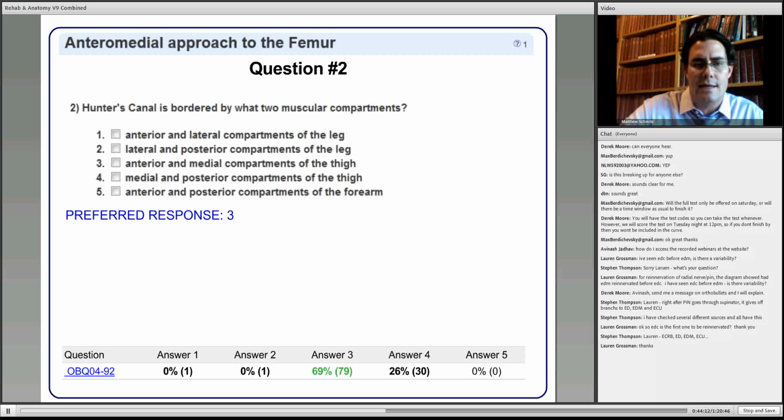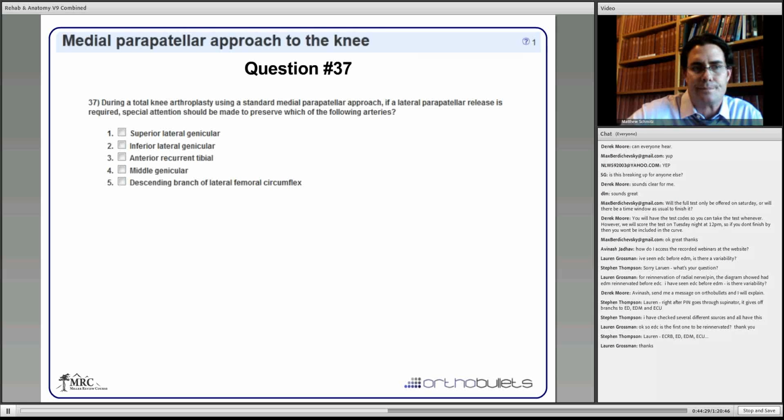And it looks like, again, a majority of people were able to answer that correctly. The second most common answer was the medial and posterior compartments. Just remember that the medial compartment is always going to be posterior to those vessels, so they have to be between the medial and the anterior.